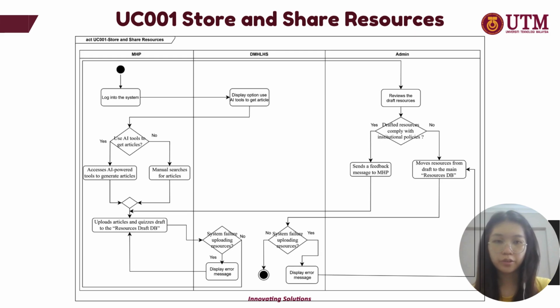This is the activity diagram for the first use case. Firstly, the mental health professional logs into the system and chooses to either use AI tools or search manually to gather articles. After creating articles and quizzes, the MHP uploads the draft to the system. The admin then reviews this draft to ensure compliance with policies. Approved resources are moved to the database, while for the rejected ones, feedback will be sent to the MHP for revision. If upload errors occur, the system notifies the MHP to retry.